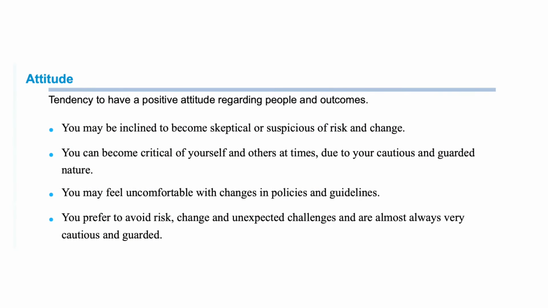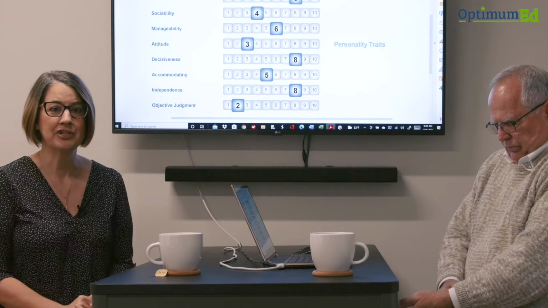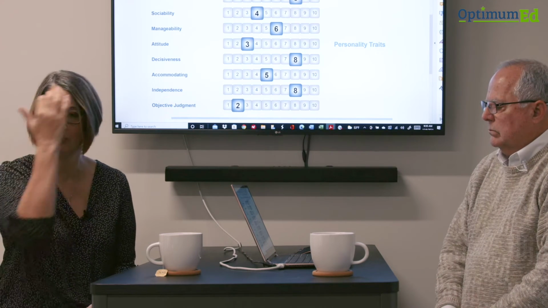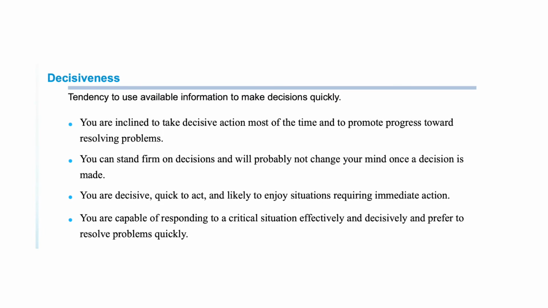The next one is attitude. So this is your glass half full versus glass half empty. If you're a 9 or a 10, everything is wonderful. Everything's gonna work out great. If you're a 1 or a 2, you're a little bit less optimistic about outcomes and the way things will turn out. The next one is decisiveness.